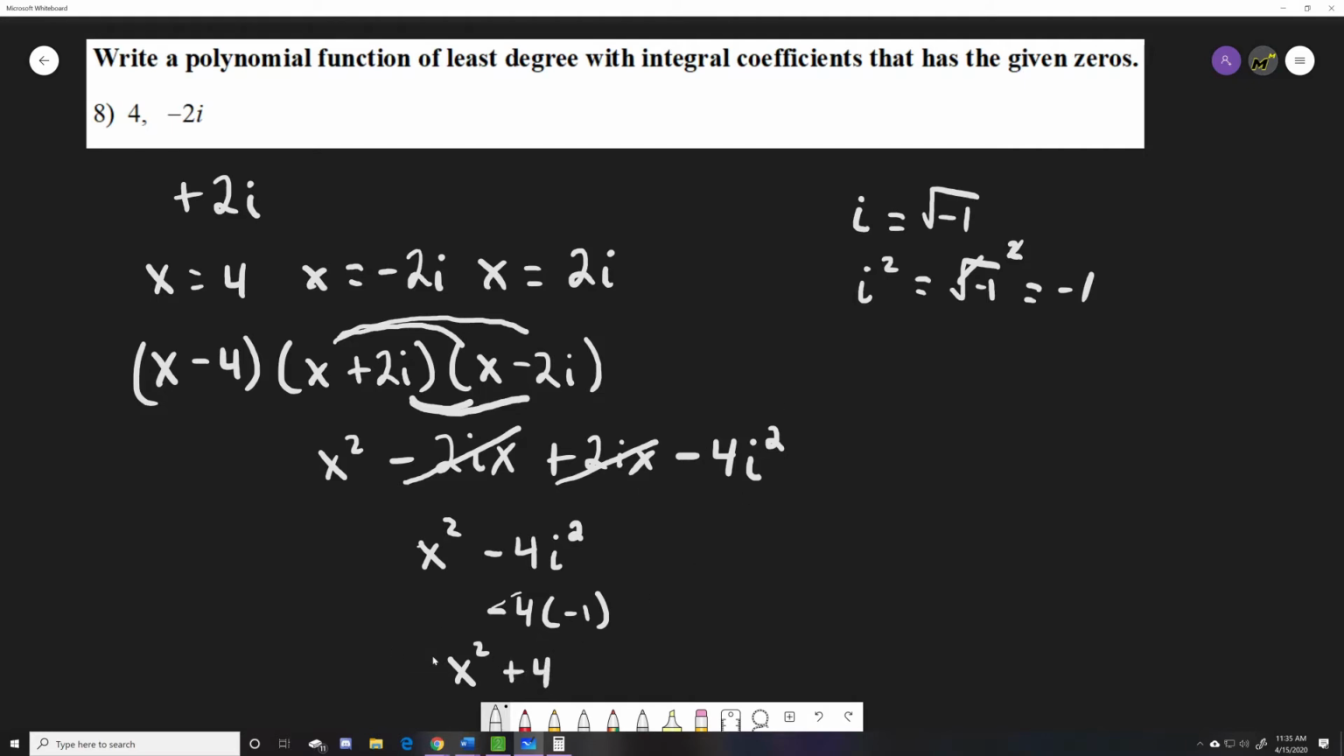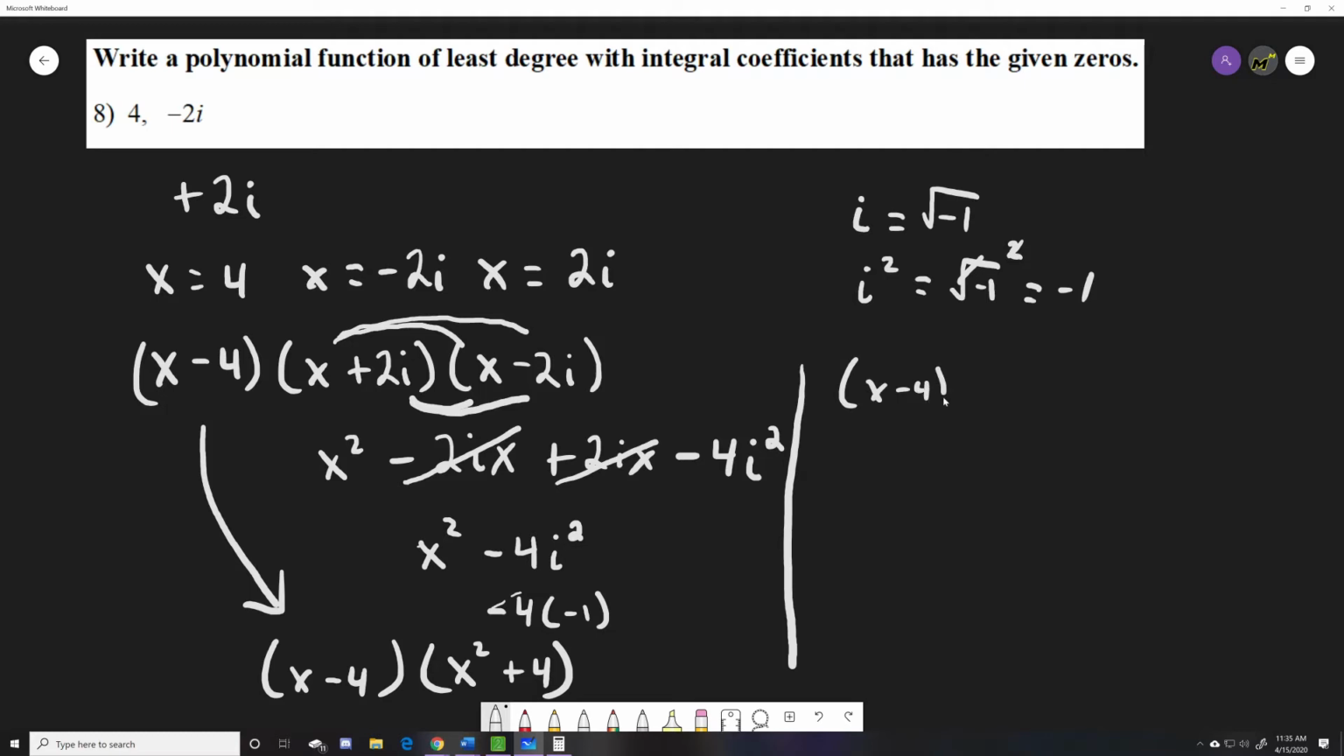So, we have this binomial multiplied by this one. It's been sitting in front for a while waiting for its turn, and so we have an x minus 4. Okay, so let me rewrite that so we have some room to multiply. So we have x minus 4, and we have x squared plus 4. So let's multiply these together to get our final answer and our final polynomial function.